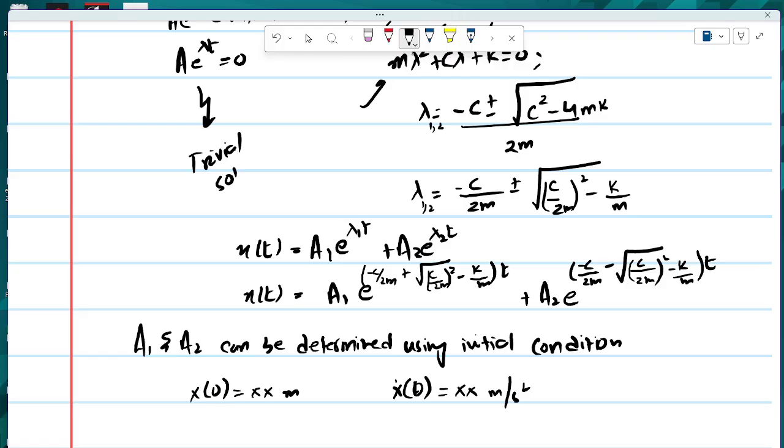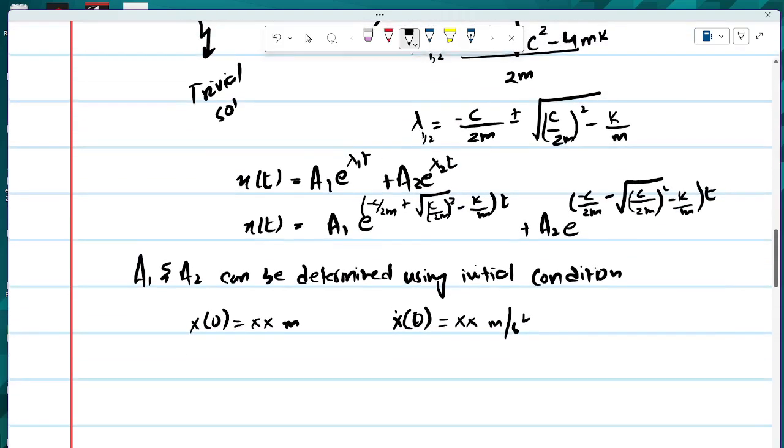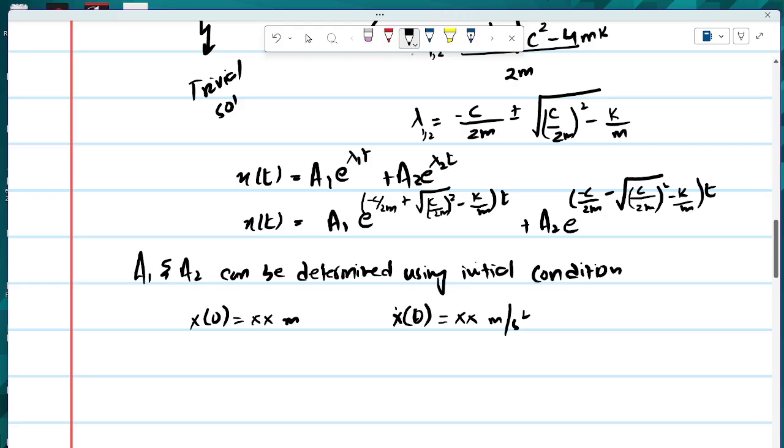You can again substitute t equals 0 in this whole equation and find out these values of a1 and a2. You can take the derivative of this whole equation and substitute this value into that one, and you will see that later on. Now these roots values, they tell us a lot of things.